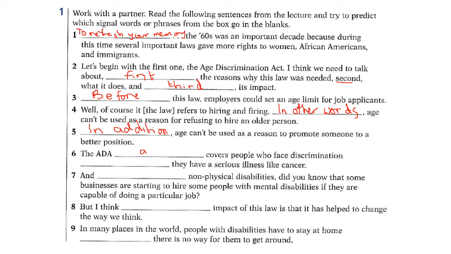Number 6, we have also, to show an extra idea. And then we have because, and because shows the reason why something is happening. Number 7, we have as for. And then number 8, we have the most. The last one, again, we have because to show the reason.